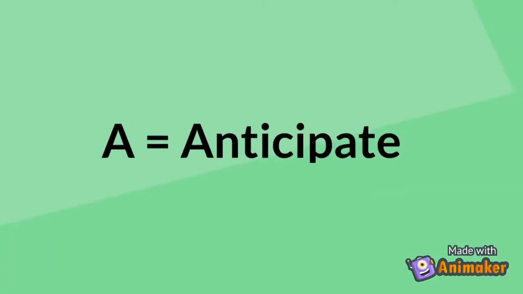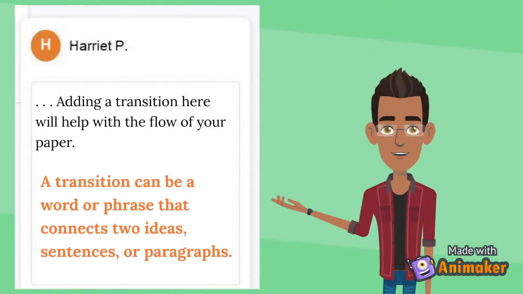A means anticipate. Think about any follow-up questions a student may have and answer those questions too. In the example, after Harriet explains why she asked a question accompanied by a writing concept, she needs to anticipate questions a student might ask. If a student is unfamiliar with transitions, they might ask, "What are transitions?" Harriet anticipates this question by explaining, "A transition can be a word or phrase that connects two ideas, sentences, or paragraphs."